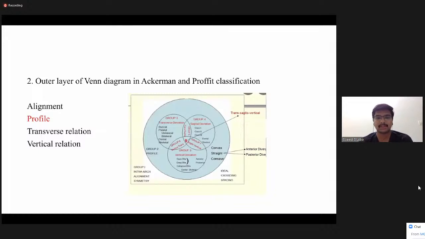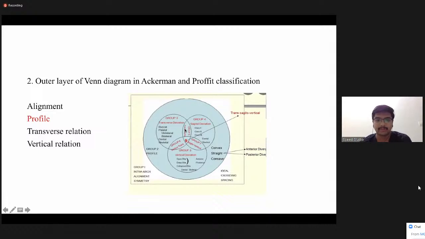So one must understand the choice of words that they have played in here. That is the outer layer of the Venn diagram. People usually go to the outermost layer and select the answer as intra-arch alignment symmetry, and they would be going for an alignment option, which would be completely wrong.